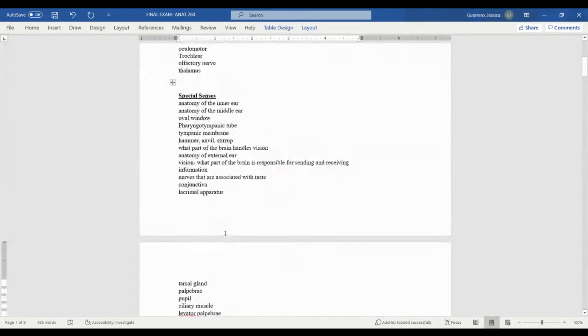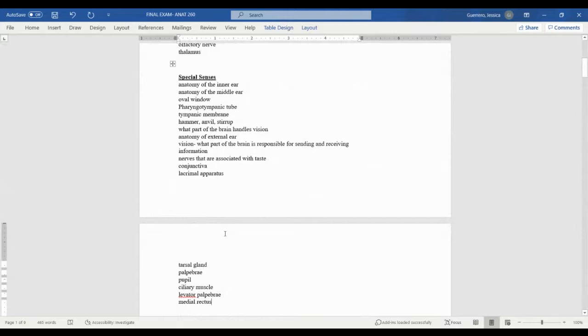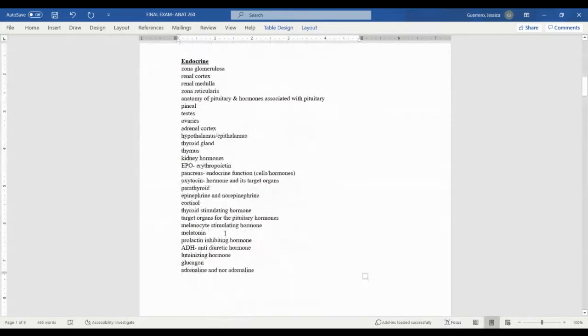Let me go back to where you can see that. Okay. The endocrine system, which is the next stop. The endocrine, remember, is hormones. All right. So there are different questions brought up about the hormones.